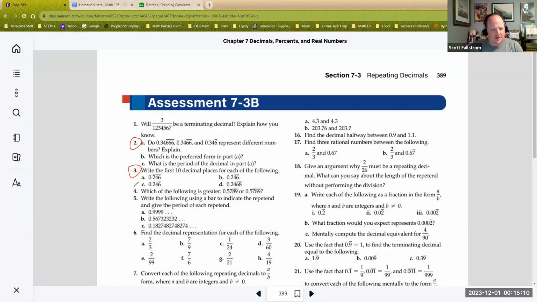Which one of these is greater? Again, refer back to number 3, write out some decimal places. You might find that eventually they don't have exactly the same values.